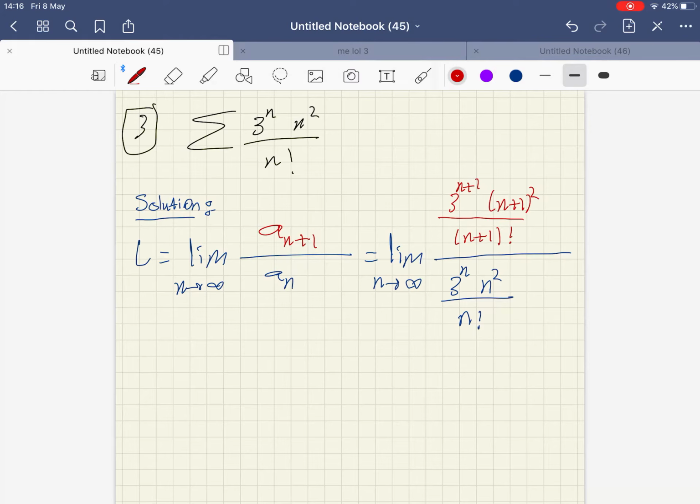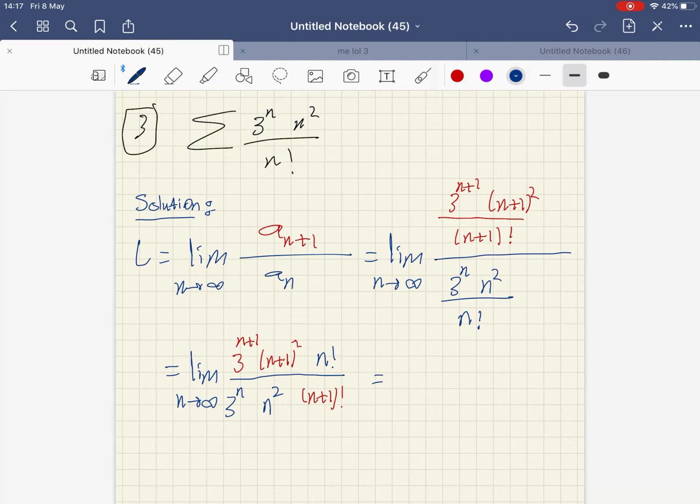Now we have a stack of four, so we go first with the last, second with the third. And that's what we'll do next. If we do the first with the last, it will be 3^(n+1) (n+1) squared, and then we have (n+1) factorial. And here I think we have n factorial times 3^n n squared.